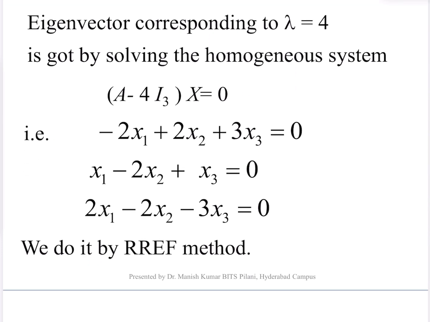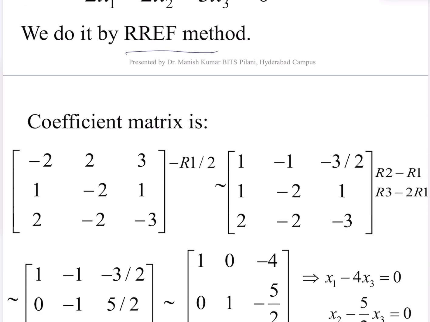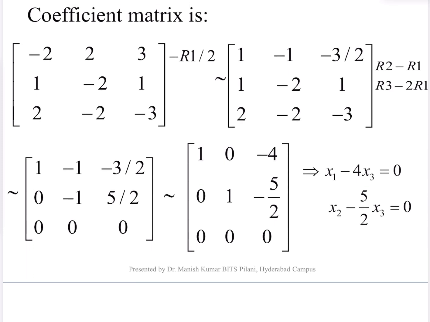Similarly, we have to solve for lambda equal to 4. So we solve the system of equations again, A minus 4I, and then we got the system. Use RREF. Then we will do the same practice. We have to see how it can be solved. Multiply R1 by minus 1/2 to get 1, 1, minus 1 and minus 3/2. So the first row, first element becomes your unit element.